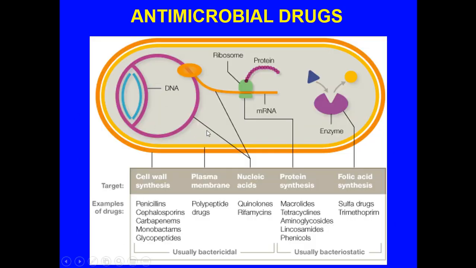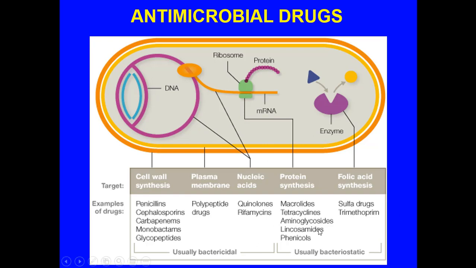Now, if you can see here in this diagram, we have cell wall synthesis, that's a target. Plasma membrane, that's a target. You have polypeptide drugs, which we'll talk about afterwards. In the nucleic acid area, you have quinolones and rifamycins. For protein synthesis, see that? That's the ribosome. If you remember, we talked about ribosomes much earlier in an earlier lecture. That is a key target for many different types of antibiotics because they will work on this.